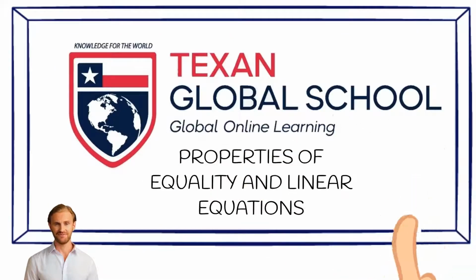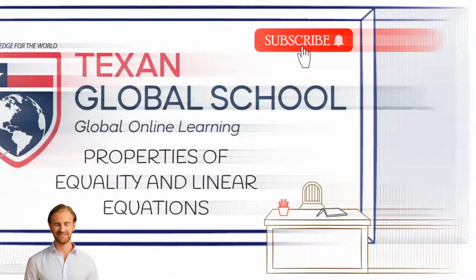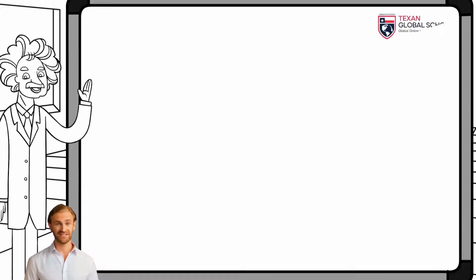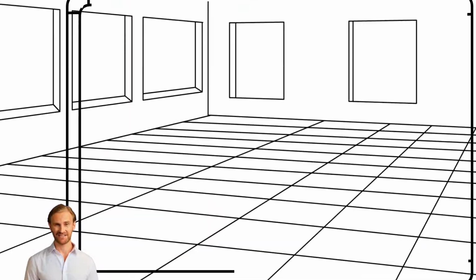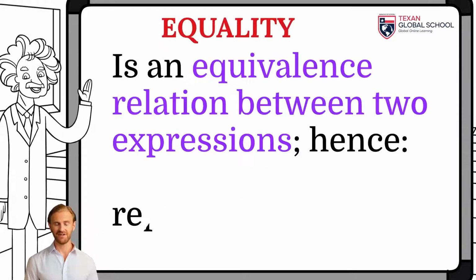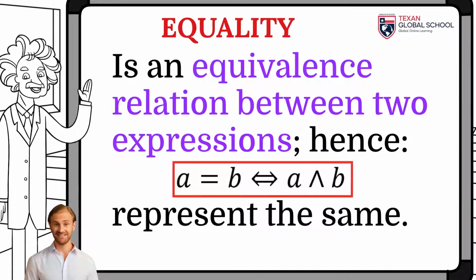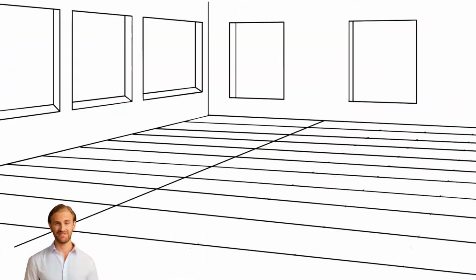Texan Global School. Equality and equations. In this class, we will analyze the properties of equality and the processes to solve equations. An equality is defined as an equivalence relation between two expressions. This is, A equals B, if and only if A and B are two symbols that represent the same.